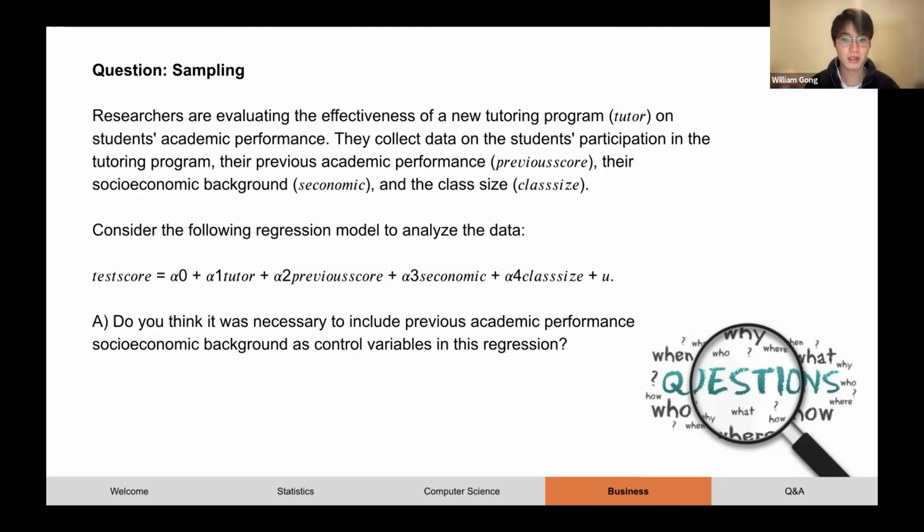So I think the question is also thinking about sampling. They randomly sampled the students. I think it's not mentioned here, but let's think whether, if we sample the students randomly and we collect all these three different variables, it was necessary to include them. I'll give you guys 10 to 20 seconds for this question. If you have any questions or answers, please pop it in the chat.